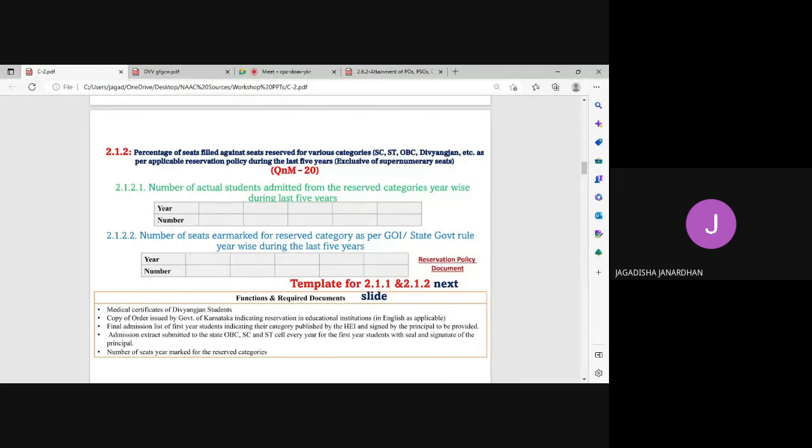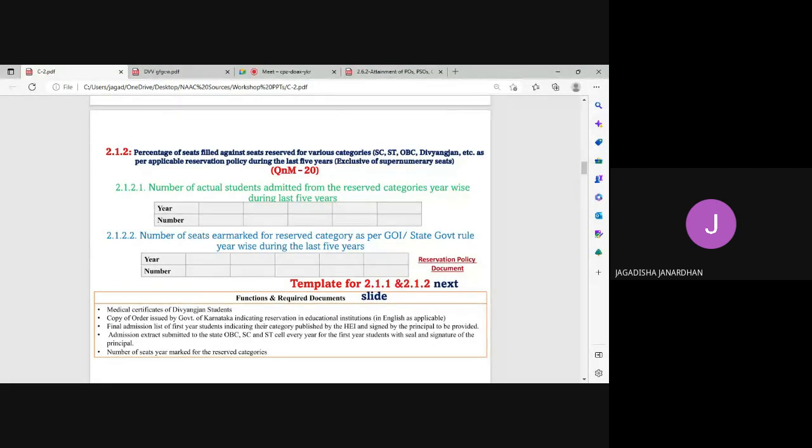For the NAAC purpose, if you are able to achieve complete, suppose for SC seats, it is 15% of total seats. Take for example, if you have 100 seats, for SC students, 15 seats must be kept for them. If you get 15 students in the first year, then you will get complete marks. 100% marks will be awarded. Weightage will be given, 20 weightage will be given. If you are able to get only 10 students, then you have achieved 66% of the allocation. So according to that benchmark, you are going to get the marks.